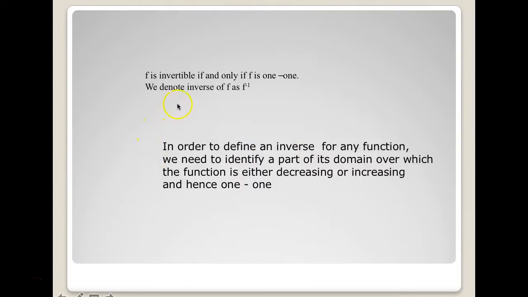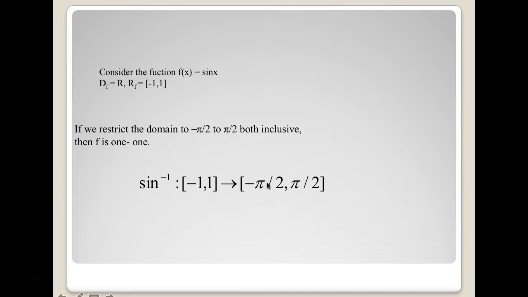A function f is invertible if and only if f is 1 to 1. We denote the inverse of f as f inverse. In order to define an inverse for any function, we need to identify a part of its domain over which the function is either decreasing or increasing, and hence 1 to 1. So, in order to find the domain and range, we need to find a part of the graph of the function where it is either decreasing or increasing.